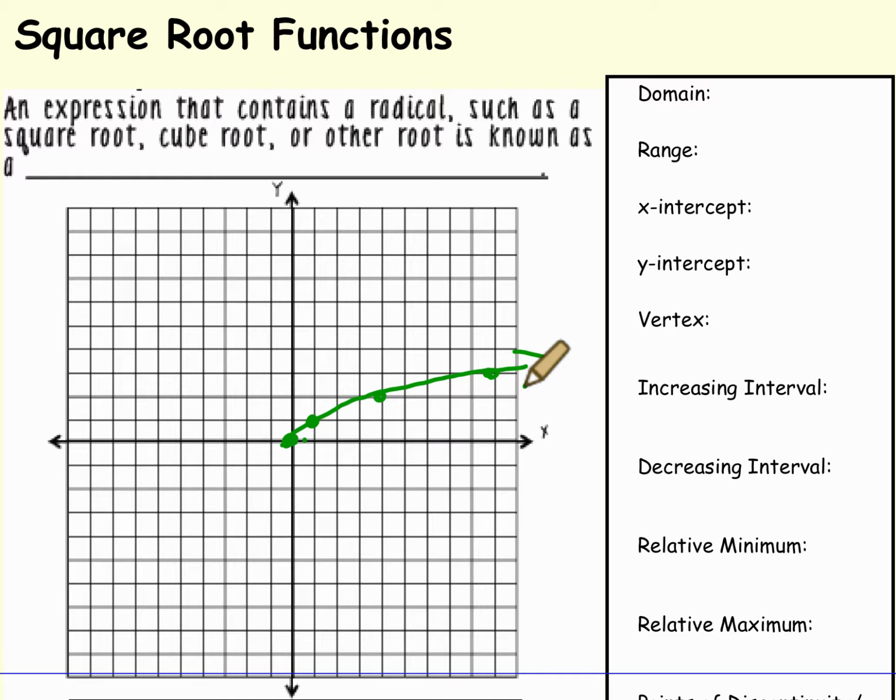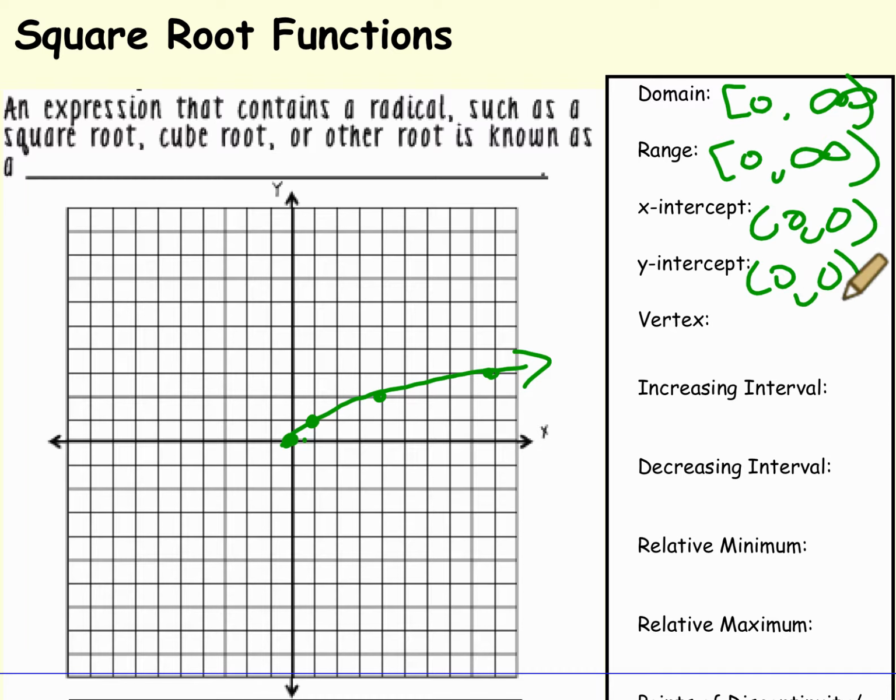Okay, so let's talk about our domain. Where did we start? The first x value we could use was 0, inclusive. And then it could go anything to infinity. Range was the same. X-intercept was at (0, 0). Y-intercept at (0, 0). Vertex was also at (0, 0).